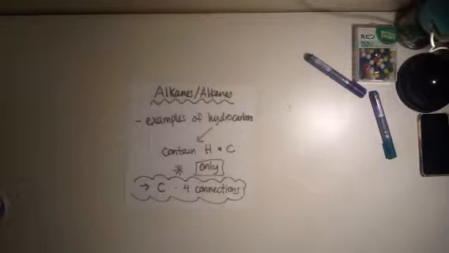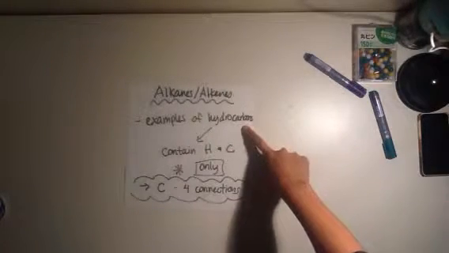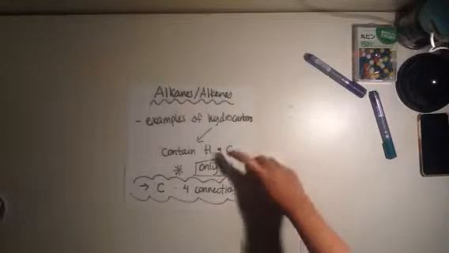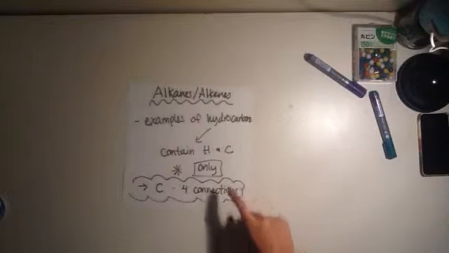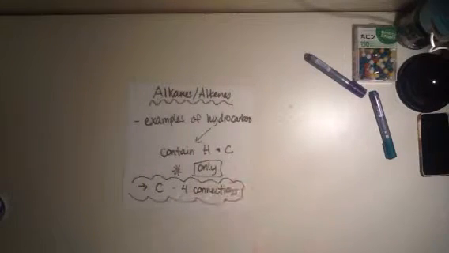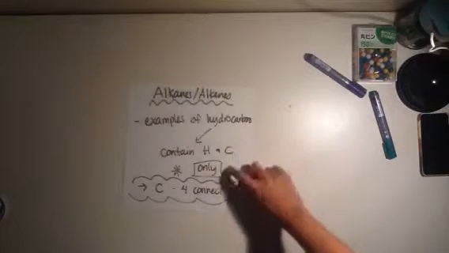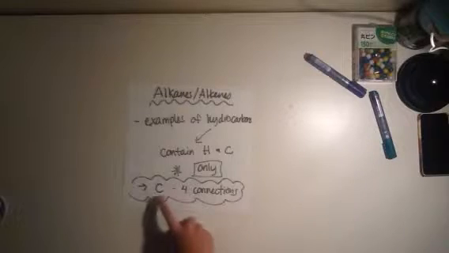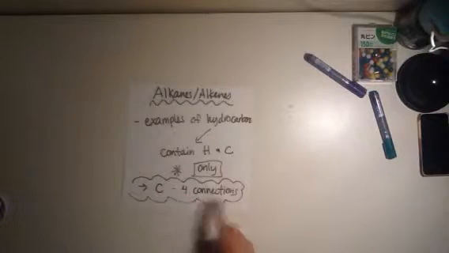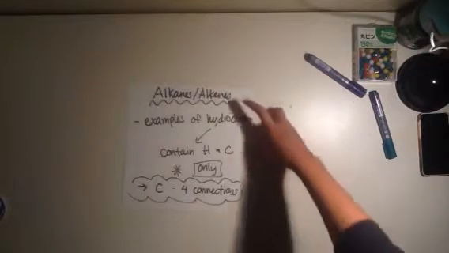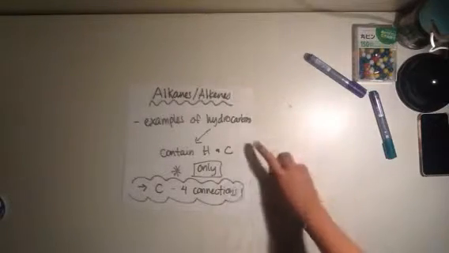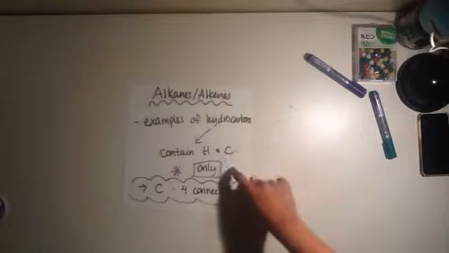Alright, so for alkanes and alkenes, comparing the two, remember they're examples of hydrocarbons, and the definition of a hydrocarbon, it contains hydrogen and carbon. You need to put the word only. If it just says contains hydrogen and carbon, you may not get the mark there, but it contains hydrogen and carbon only. And always remember, carbon always has 4 connections only. So remember, alkanes and alkenes, hydrocarbons, have hydrogen and carbon only.